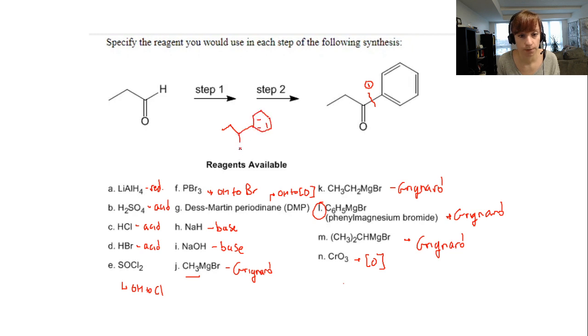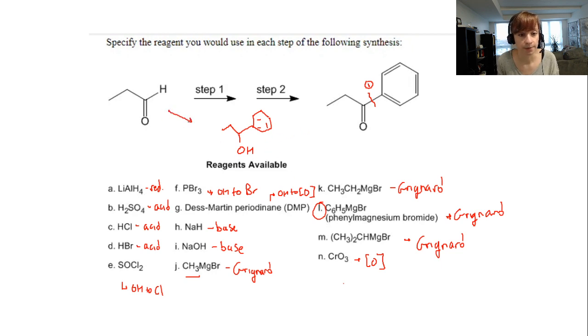Okay. So usually after you do a Grignard, you need to add acid to reprotonate to form your alcohol. So you could use H2SO4, HCl, HBr, yeah, from this list. Any acid would do. So now step 2, we have to convert the alcohol to the ketone. So it's an oxidizing reaction.